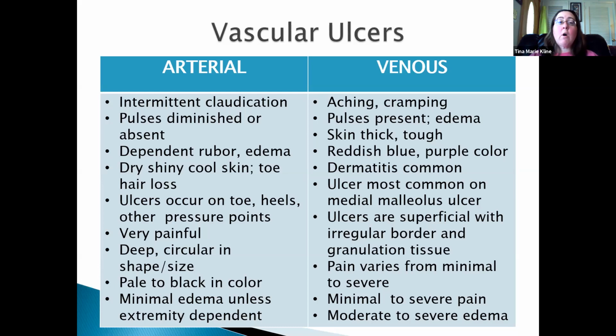Again, with the arterial ulcers, it's typically going to be on the toe, on the heels, pressure points. They also tend to be very painful. But again, they're very deep. They're circular. They're not necessarily wide in diameter. They tend to be smaller circular, but they tend to go deeper. And these wounds will have that eschar tissue. Obviously, we're looking at trying to promote arterial circulation.